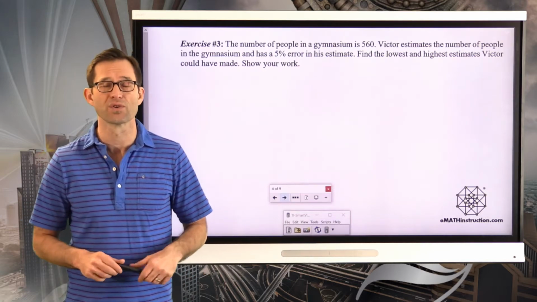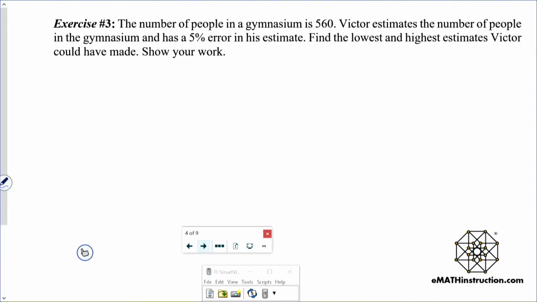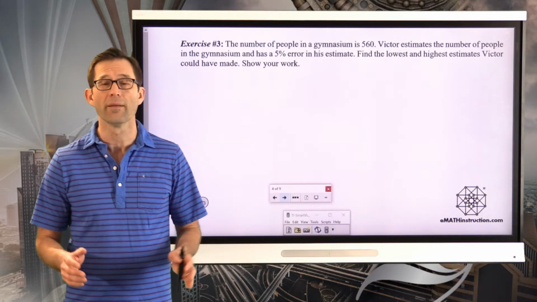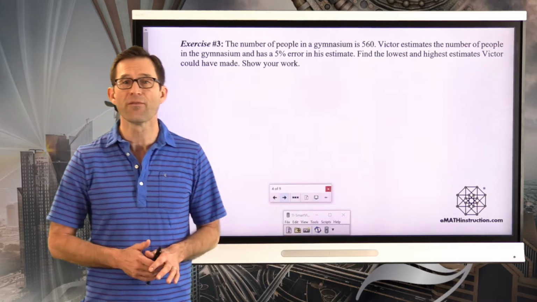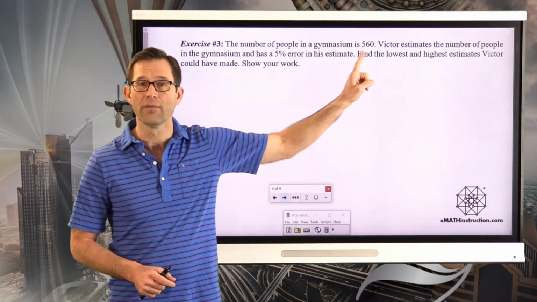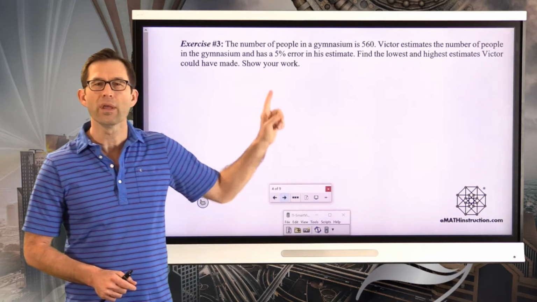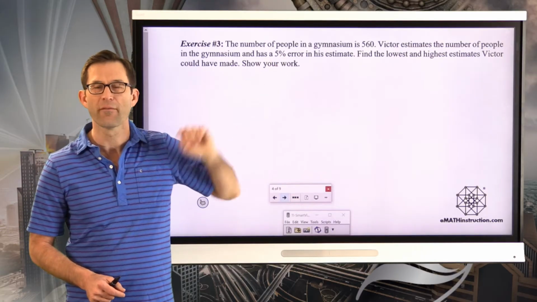But let's take a look at exercise number 3. The number of people in a gymnasium is 560. Victor estimates the number of people in the gymnasium and has a 5% error in his estimate. Find the lowest and the highest estimates Victor could have made. Show your work. All right, so this one's a little bit different in the fact that we know the real value, 560, and we know the percent error, 5%.